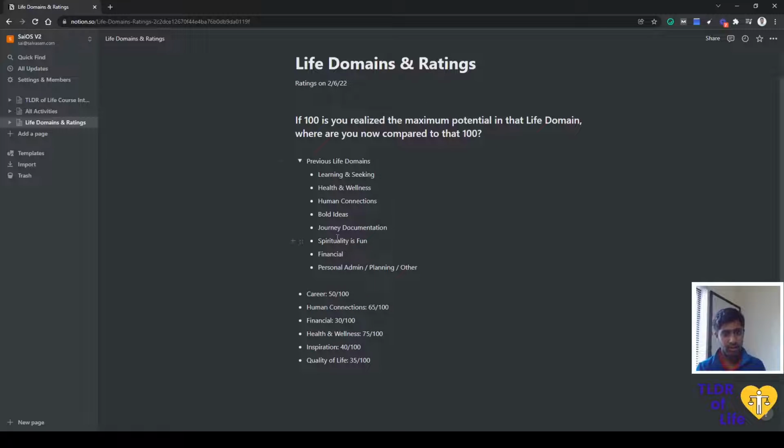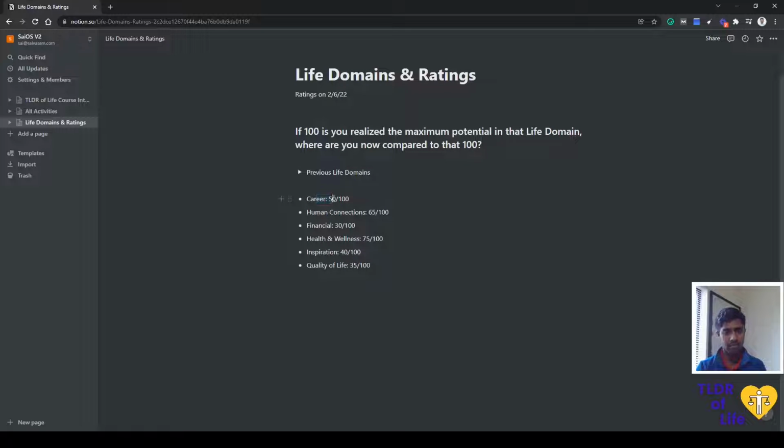So for me, these previous life domains, so there's 8 of them, right? I actually pared it down to 6 for this V2, right? So this is a 30-40 minute process that I went through, just thinking, just reflecting, just brainstorming, right? And so I came up with these 6 ones.